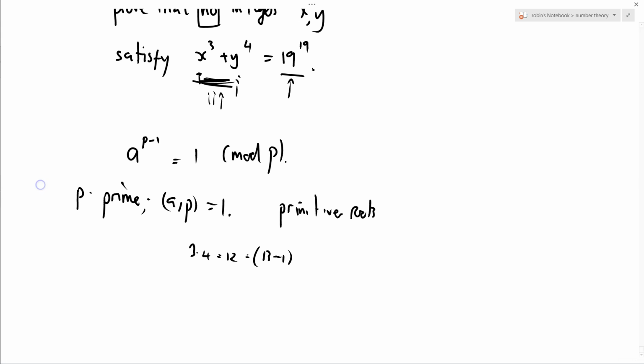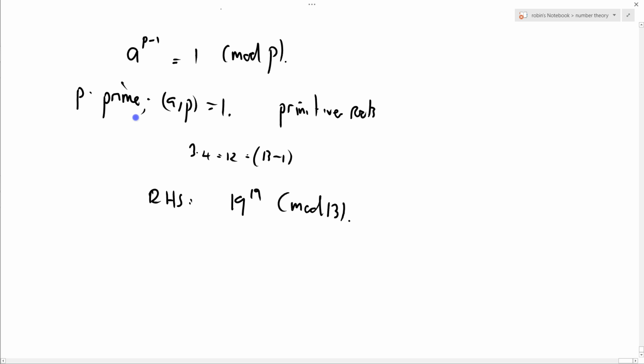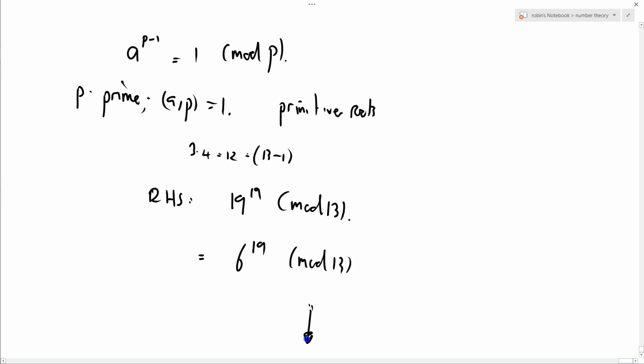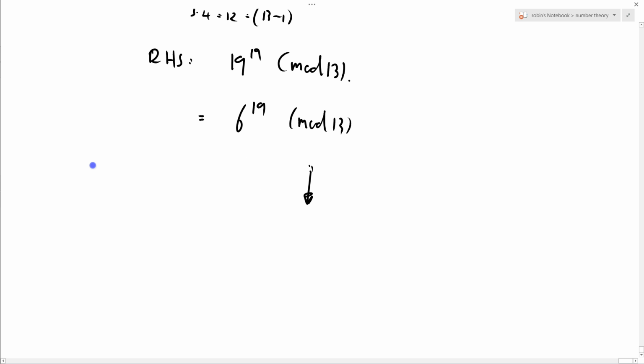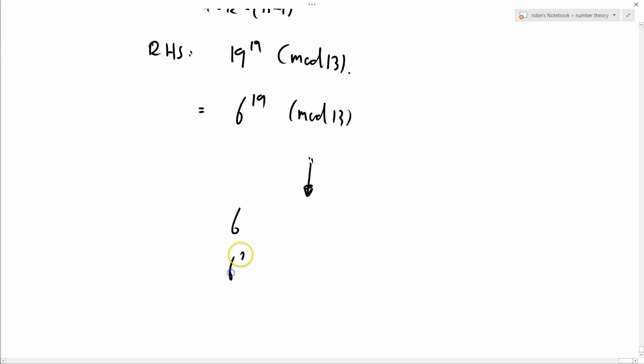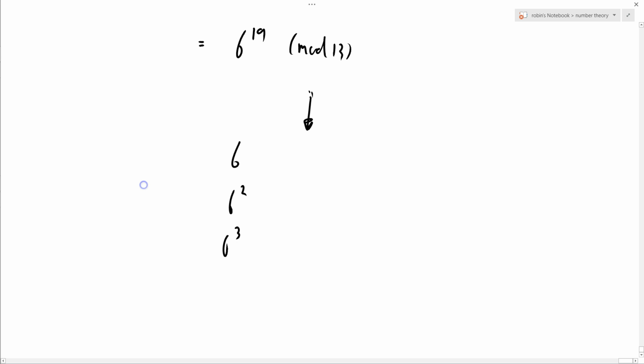So I guess the first thing to do is to work out the right-hand side. Well, it's 19 to the power 19 modulo 13. So if we do absolutely everything modulo 13, let's have a look at what happens. Well, that's equal to 6 to the power 19 modulo 13. Everything is going to be modulo 13 now. 6 to the power 19 is a lot easier to work out than 19 to the power 19. Well, let's work out some powers of 6 and see what happens. There's 6, 6 squared, 6 cubed, and so forth.